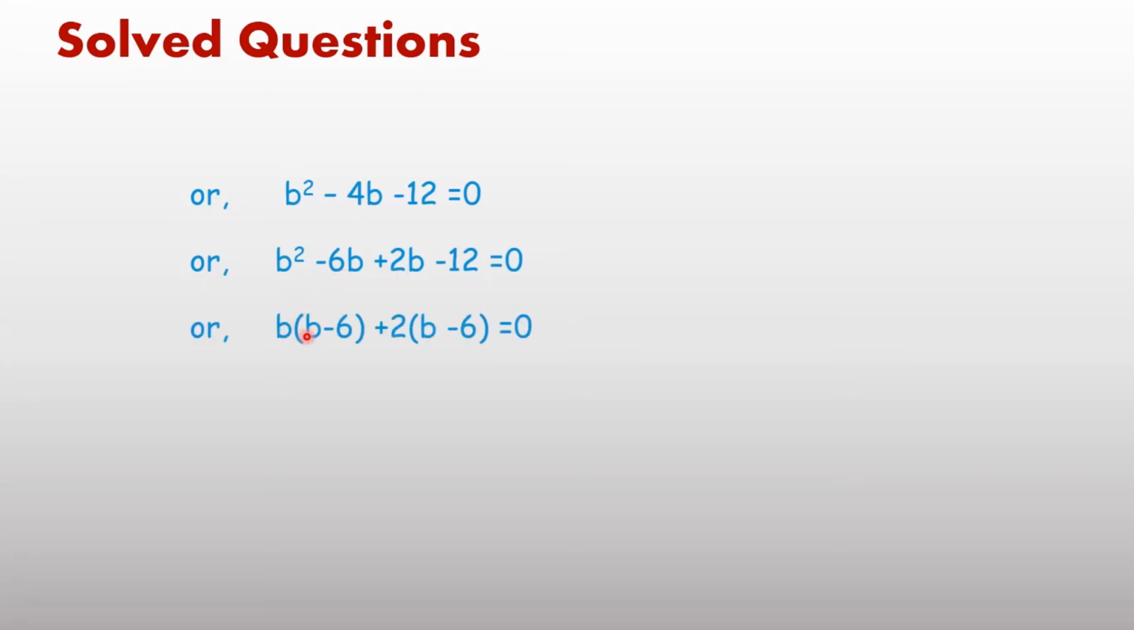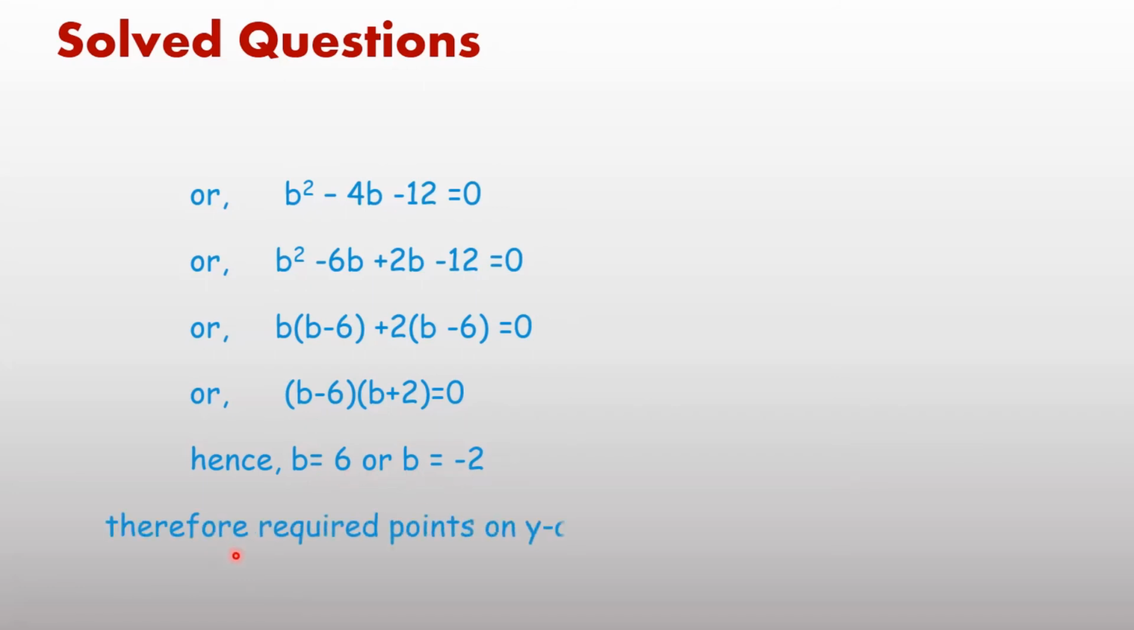b square minus 4b minus 12 equal to 0 means b square minus 6b plus 2b minus 12 equal to 0. Means you have to find two factors of 12 whose difference is 4. Therefore minus 6b plus 2b. Now in first two terms b common, b minus 6 remains, plus 2 common, b minus 6. Now if b minus 6 common, then remaining part is b plus 2. Hence values of b equal to 6 or minus 2.